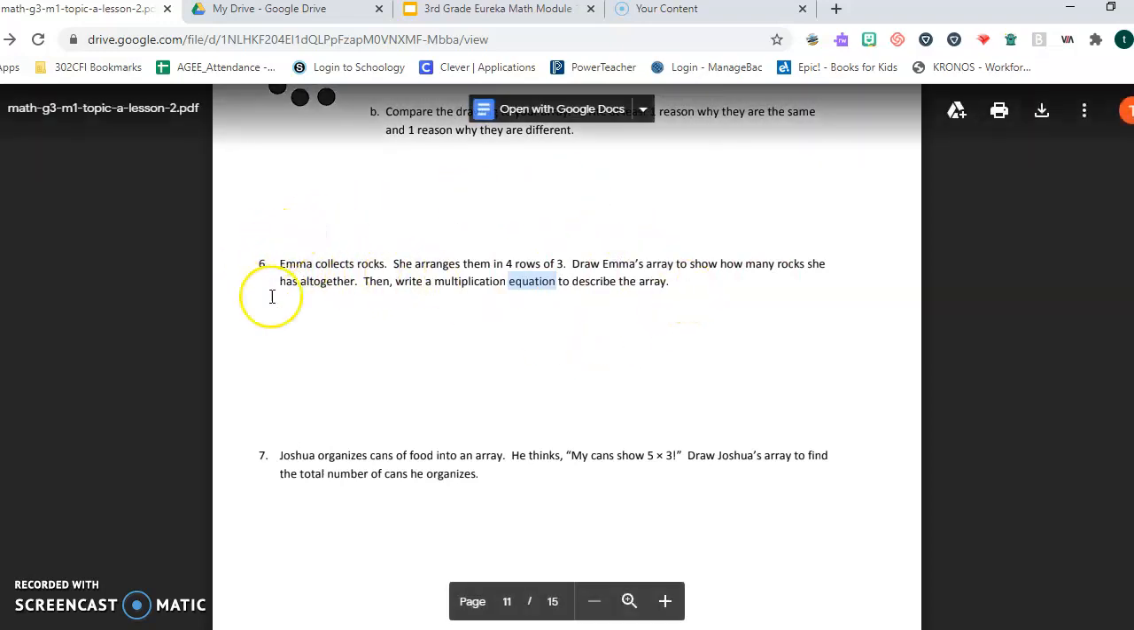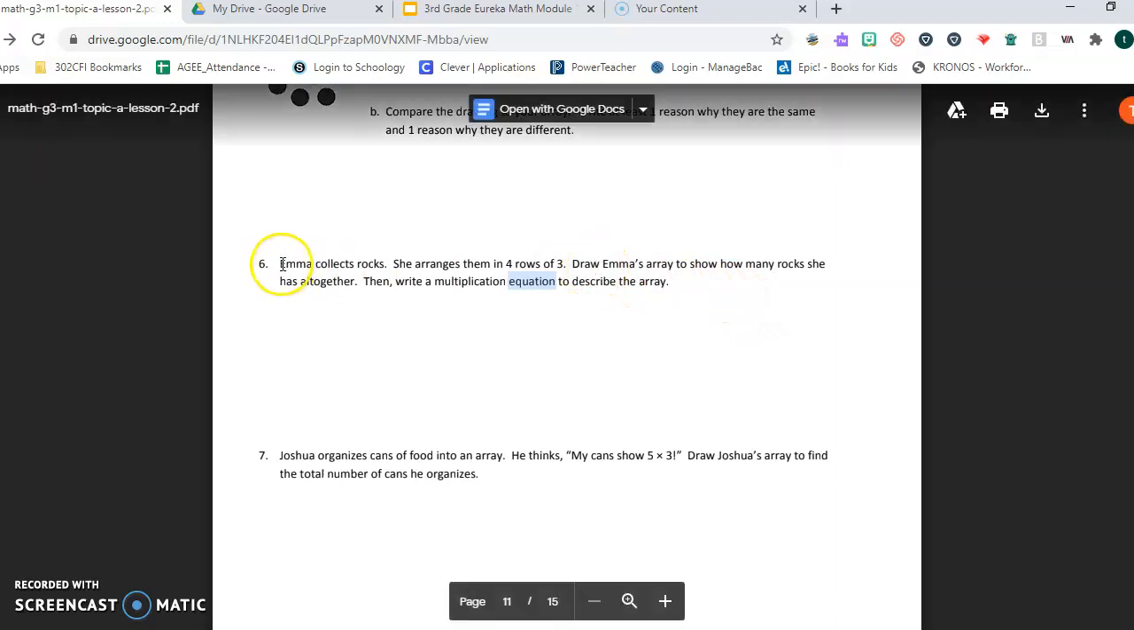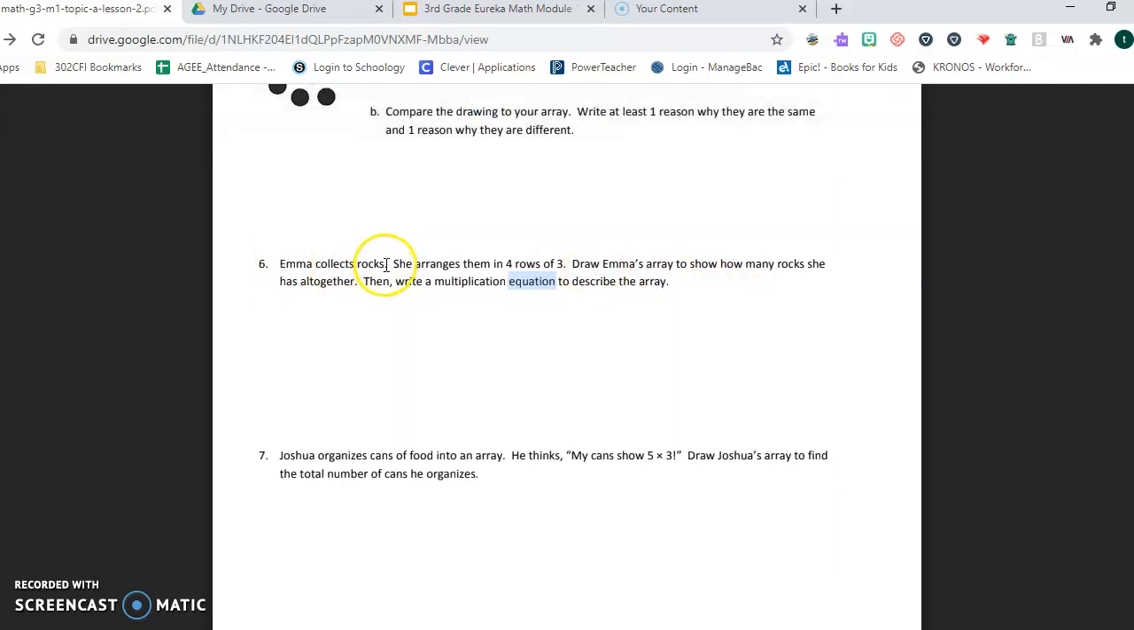So we've got it. I always like to reread to make sure that I understand everything that's going on. So when we reread, I always stop and think at the periods. I think that's a good spot to stop and think about what the sentence means. And sometimes we have to stop in the middle of a sentence if the sentence is really long. Emma collects rocks.